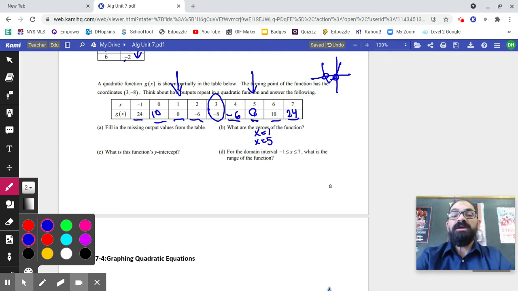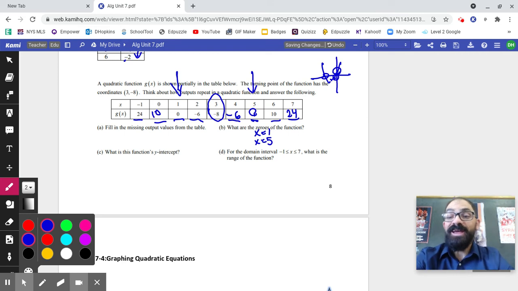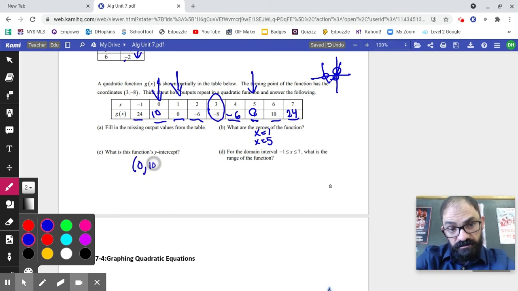What is the function's y-intercept? So that was in the previous lessons. Y-intercept is where it crosses the y-axis. So that's when x equals 0. So x equals 0 here, so the y-intercept is 0, 10.